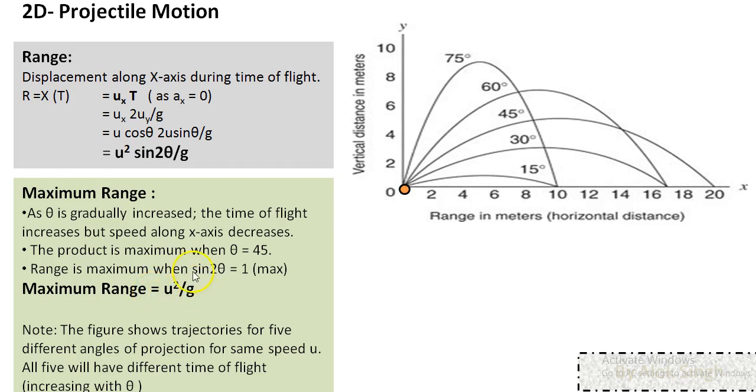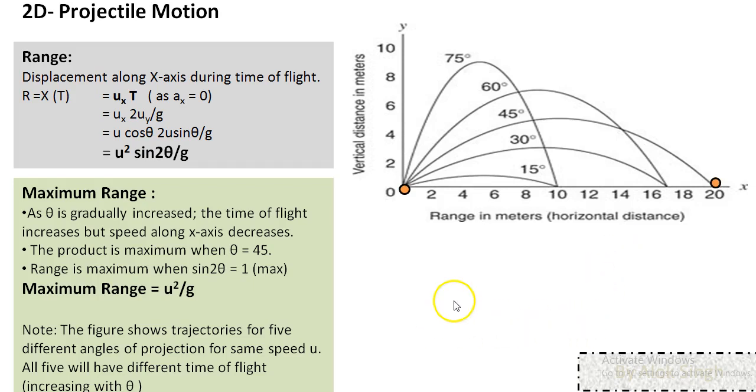When is this range maximum? When sin 2 theta is equal to 1. And when sin 2 theta is equal to 1, 2 theta has to be equal to 90 degrees or theta has to be equal to 45 degrees. So that's what is shown here. The range is maximum when the angle of projection is equal to 45 degrees.